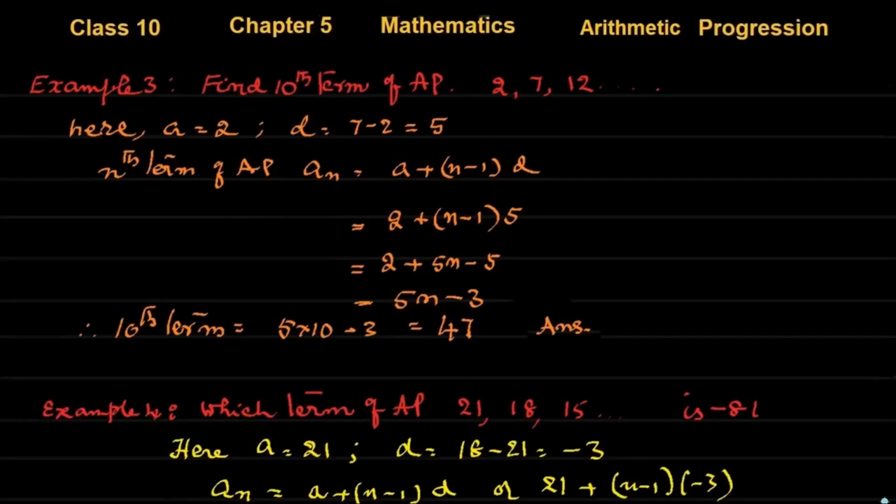Chapter 5 Mathematics, Arithmetic Progression. There are some examples here. Example 3. Find the 10th term. So what is the formula used? a_n equals a plus (n minus 1) times d. This is the formula we are going to use throughout this exercise. Throughout.